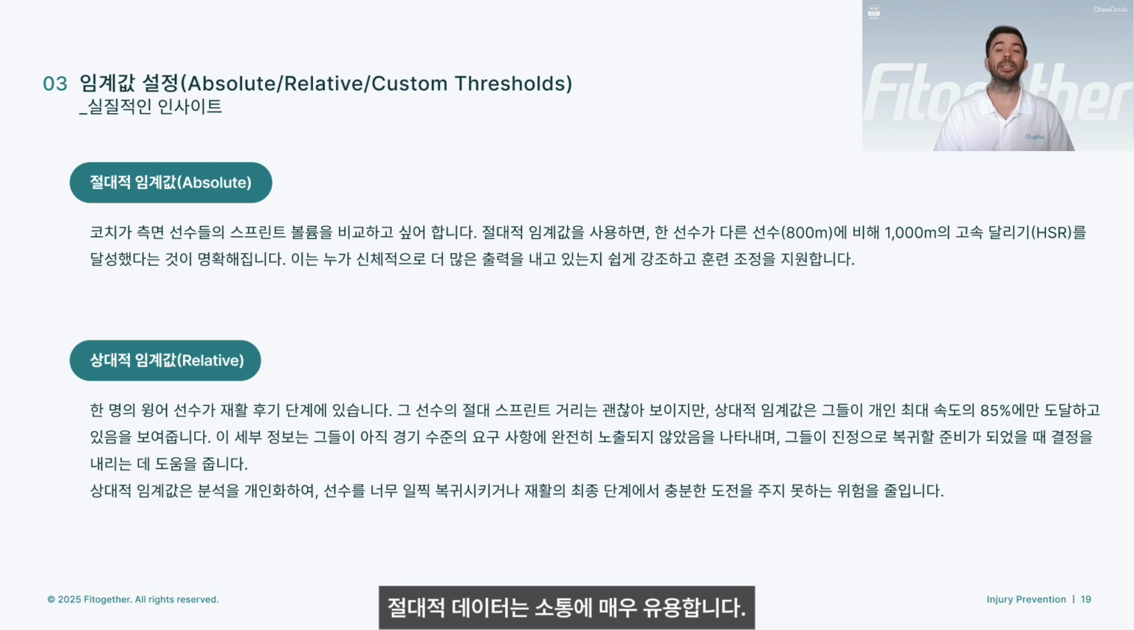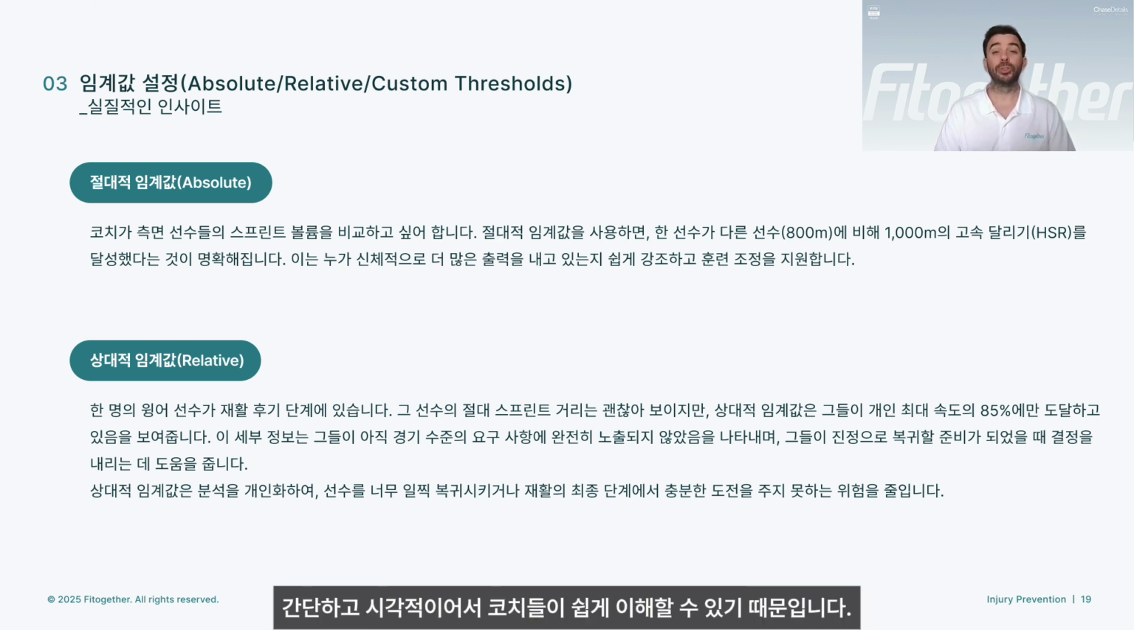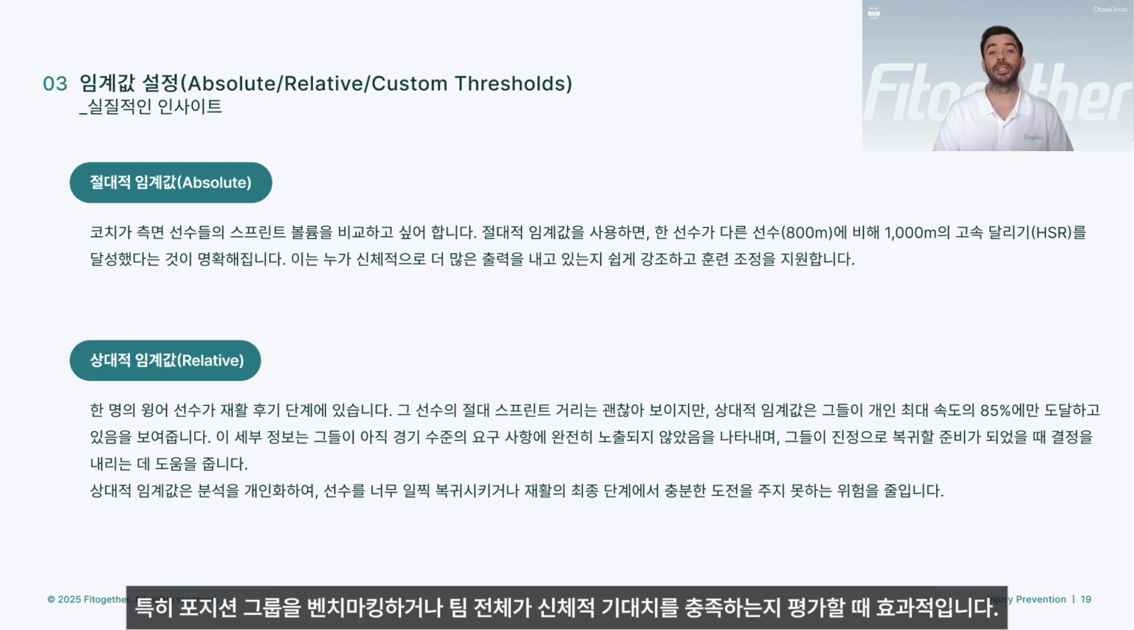Absolute data is great for communication. It's simple, visual, and easy for coaches to relate to. It's especially effective when benchmarking positional groups or evaluating whether the team as a whole is meeting physical expectations.